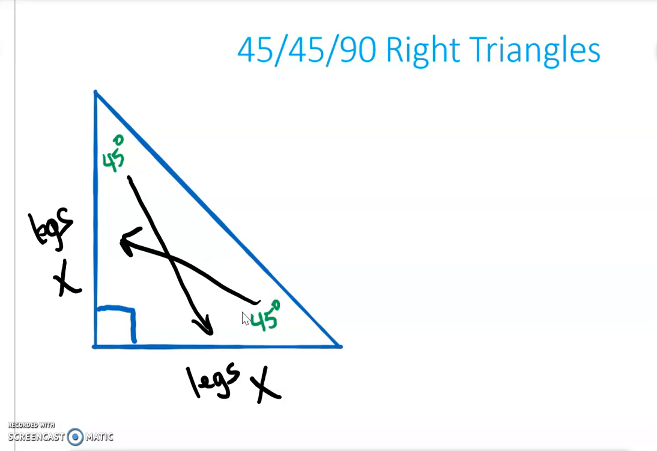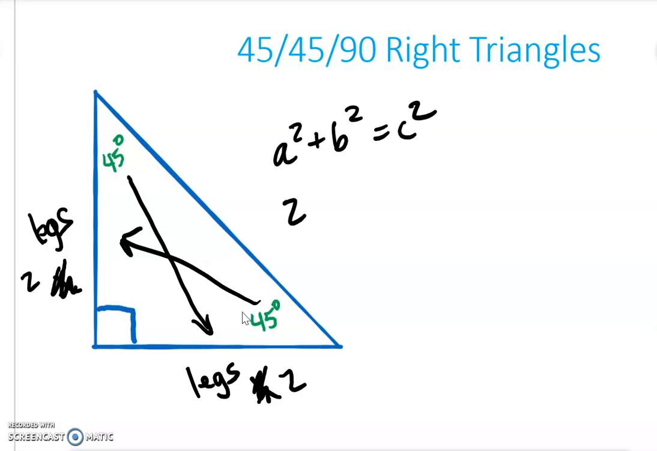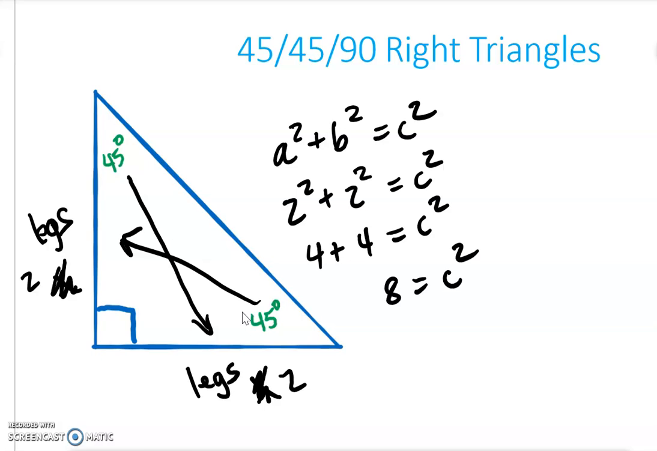And then, let's go ahead and give it a measurement. So say, I don't know, let's just say 2, for example. If that's 2, then this side is 2. And now watch what happens. I can use the Pythagorean theorem to solve for the missing third side. So 2 squared plus 2 squared equals c squared. 2 squared is 4, so 4 plus 4 equals c squared, so 8 equals c squared.